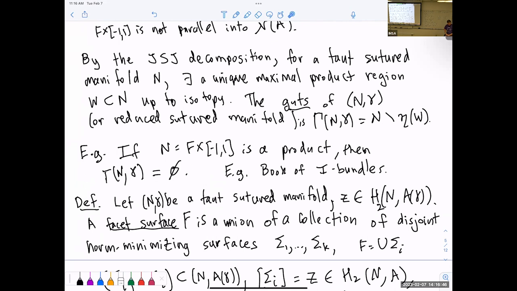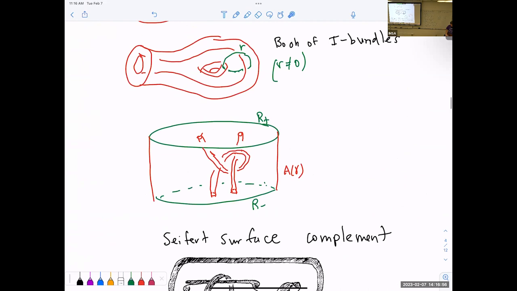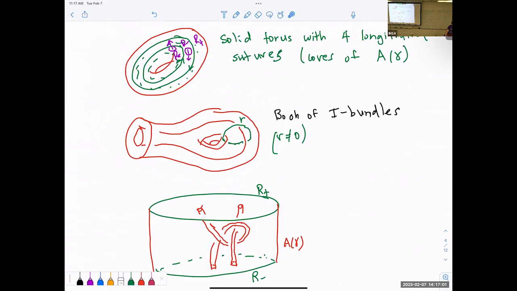So we have the empty guts. Also, there's the book of I-bundles that we had here, and what's the maximal product region? The window in this example.